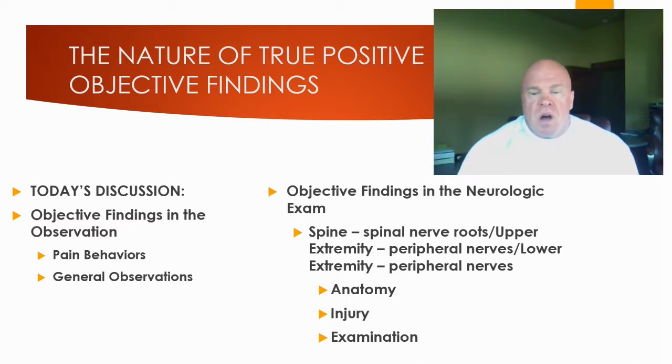So we're going to talk a little bit about the anatomy of the important neurologic structures related to the spine, upper and lower extremities. We're going to talk about typical physical examination findings in the presence of an injury to either spinal nerve roots and or peripheral nerves. And then we're going to talk about the physical examination procedures that can uncover true positive objective findings in the neurologic examination.